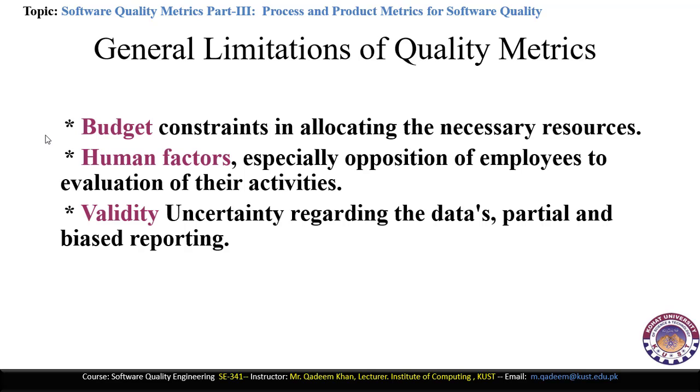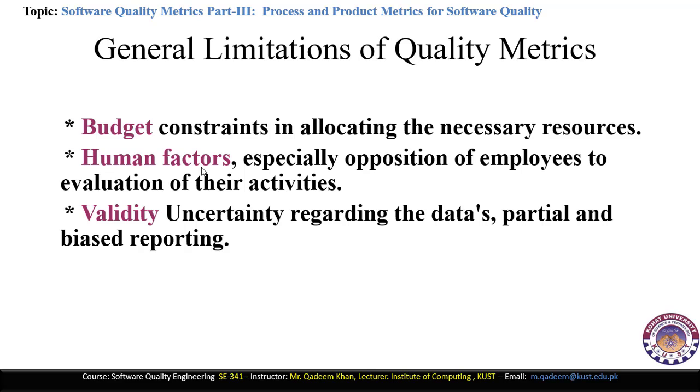Second one is the human factors. Human factors also affect the quality matrix. For example, those people who are responsible to compute the quality matrix, if they are less skillful or less educated or their experience is not proper, then it can affect the measurement of the quality metrics. Especially the position of the employees and the evaluation of their activities also affect the human factors. So that affects the quality metrics.